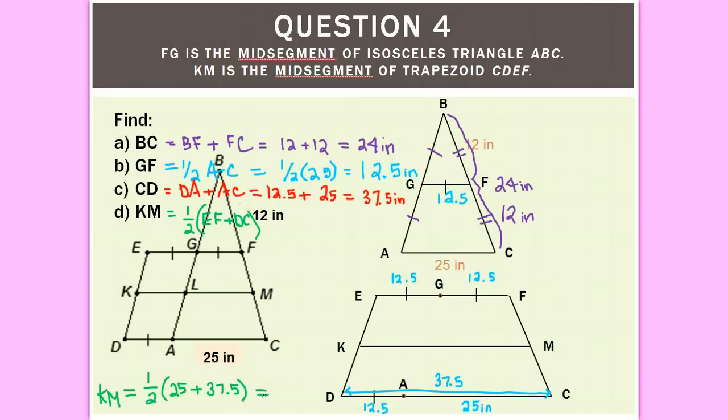So 25 plus 37.5 is going to give us 62.5. So you want to do what's in the parentheses first. And then all you have to do is divide that by 2, or take half of it. So divide that by 2 and you get 31.25. And so that is equal to KM, 31.25 inches. And that's question 4.